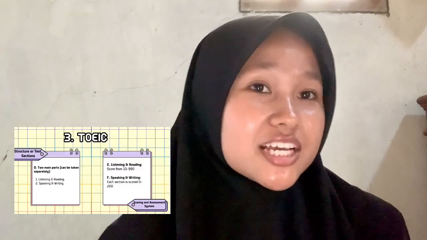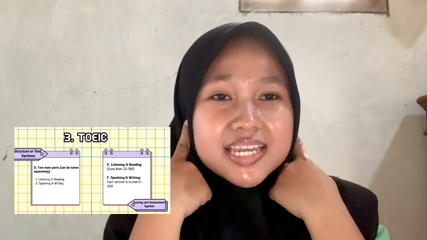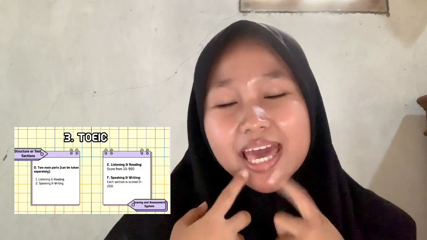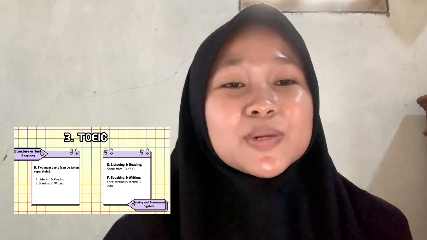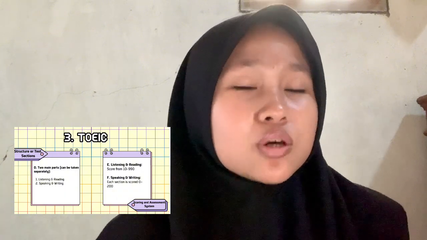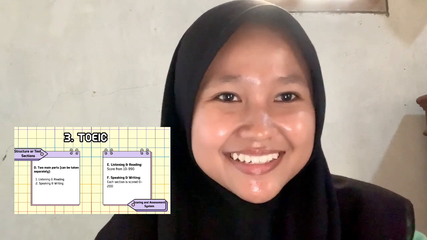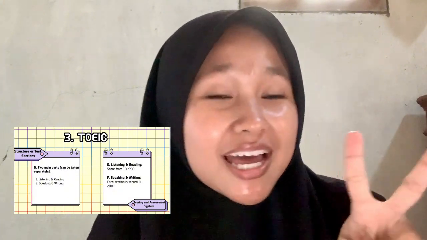Structure or test sections. There are two main parts. The first is listening and reading. The second is speaking and writing. So, scoring and assessment system. Listening and reading score from 10 to 990. And then for speaking and writing, each section is scored 0 to 200.